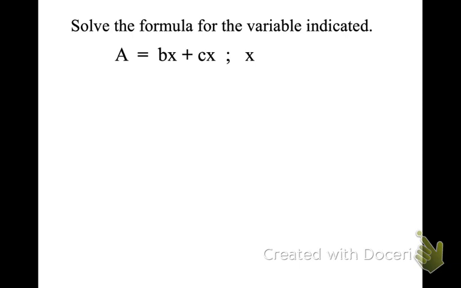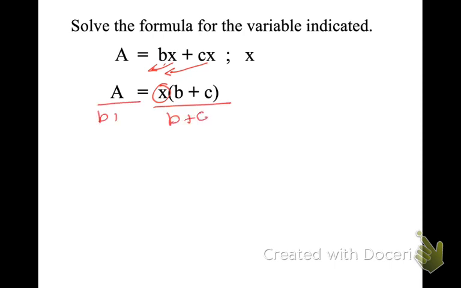All right, this is similar. Once you pause it, try it on your own. Factoring is involved. All right, let's check it. What do both terms have in common? An x. So let's factor an x out, and then we'd be left with b plus c. If I pull an x out of here and an x out of here, what's left is just the b plus c. And now we can divide both sides by b plus c, and a over b plus c is equal to x.